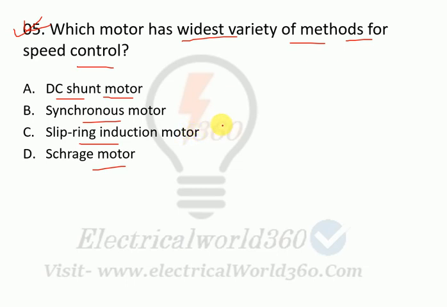So in this case, we should remember that speed regulation is equal to no load speed minus full load speed by the full load speed. This speed regulation is low in case of shunt motor. So that is why here the option number A, that means the shunt motor, is the right answer. DC shunt motor has widest variety of methods for speed control.